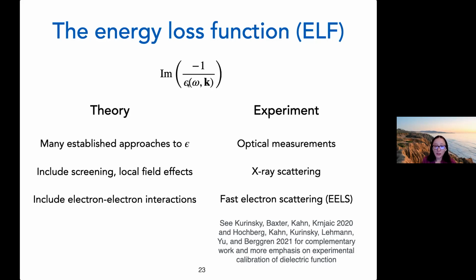X-ray scattering can give you this function in a very large momentum, like 5 to 10 keV limit. And fast electron scattering can tell you something about it, kind of an intermediate k, like 1 keV limit. So all this provides an additional handle on our ability to predict these rates.